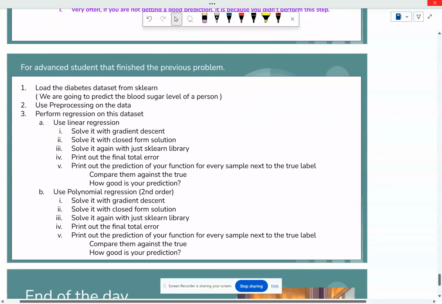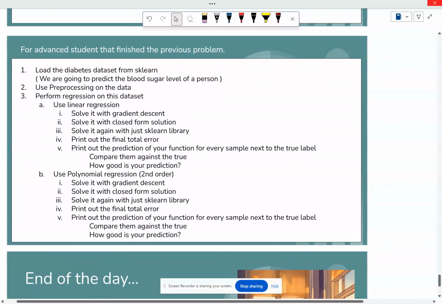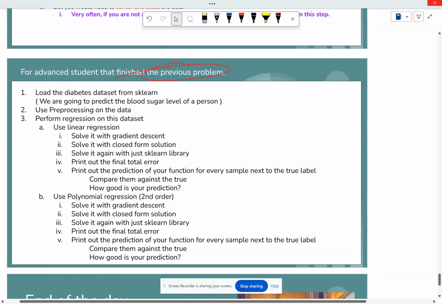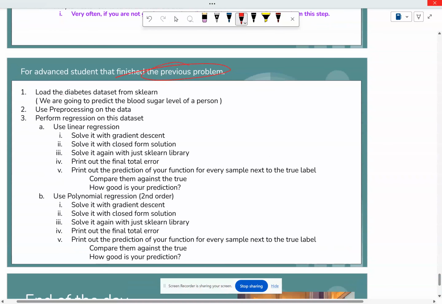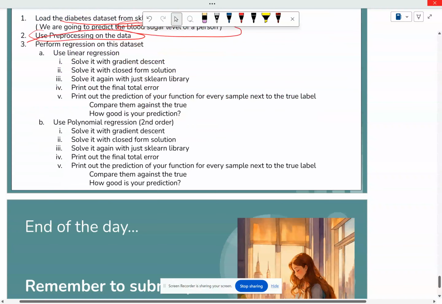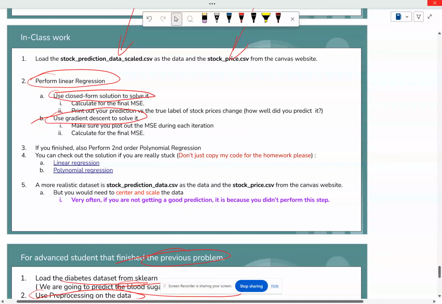For advanced students that finish the previous problem, you want to also try to load the diabetes data from sklearn, and then you want to predict the blood sugar level. Okay. Make sure you pre-process the data. And I think that's it. Go and try to do these exercises. Hopefully, you will learn a lot from these prediction models. Okay. I'll see you in the next lecture.